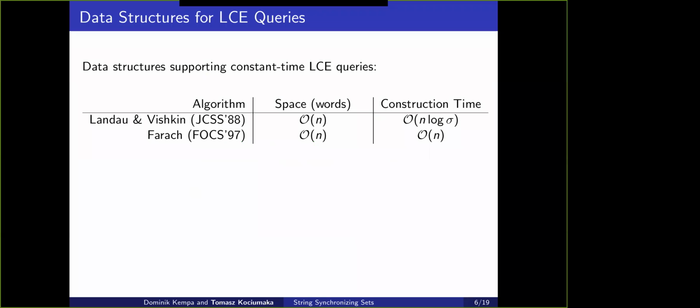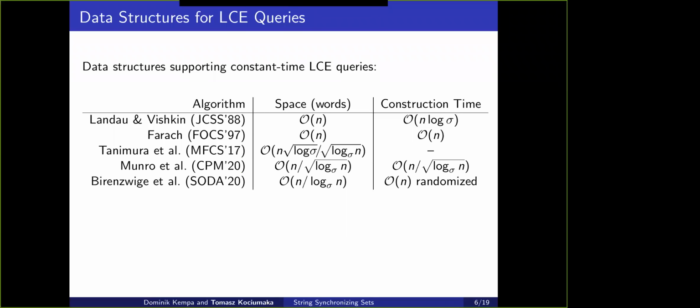And in the early days, the story about data structures supporting constant time LCE queries looked quite similar to BWT construction. Originally, the space complexity was linear, the construction time was n log sigma, and with faster suffix sorting algorithms, the construction time was brought down to linear already for polynomially bounded integer alphabets. And here, improvements on top of this came much later. Only 3 years ago, the group from Kyushu managed to get some improvements in the space complexity. They didn't give any explicit construction algorithm.